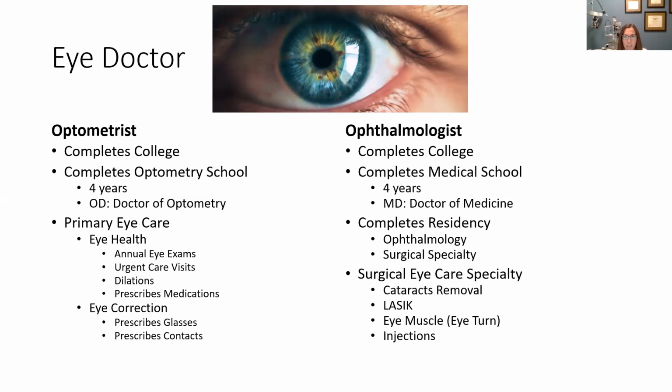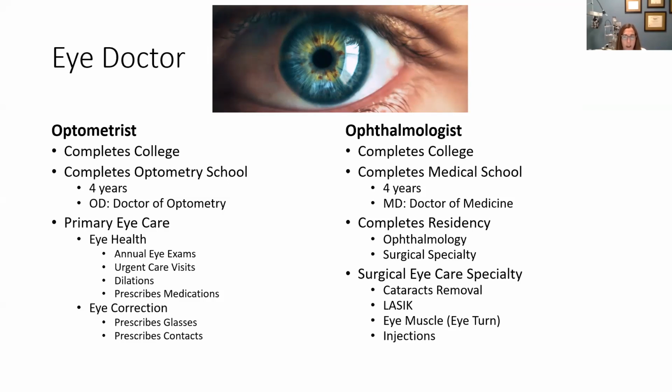An ophthalmologist goes to college, and then instead of going to optometry school, they go to medical school, which is just general medicine. So they graduate with a doctor of medicine, and then it's the residency they do in ophthalmology when they specialize in the eyes. And this is a surgical specialty.